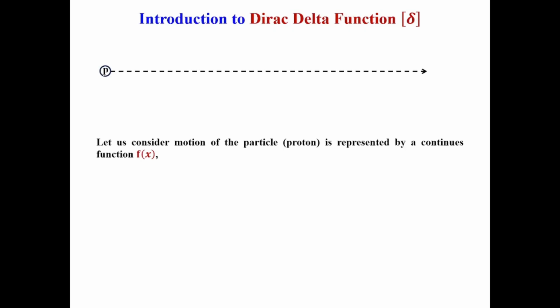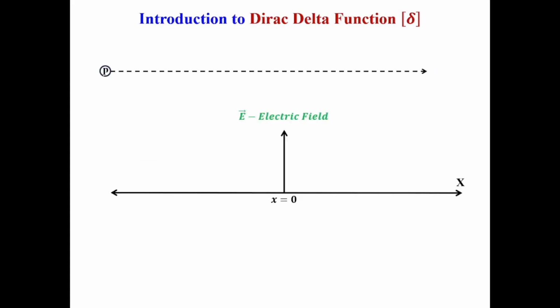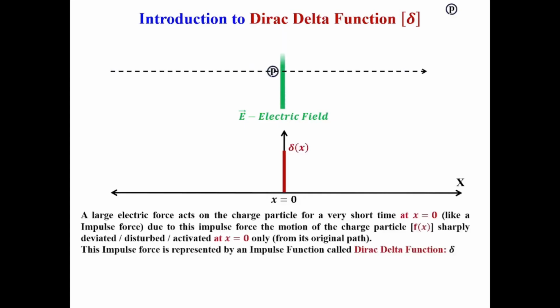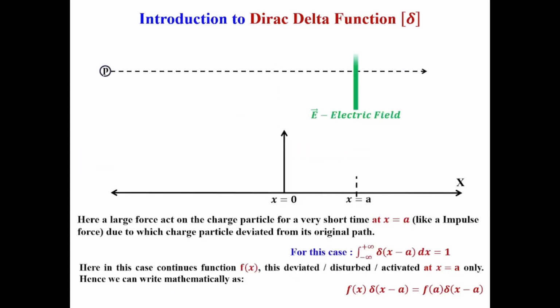These things have already been discussed: the physical significance of the Dirac delta function, that is the introduction part. Last class we considered the motion of a proton interacting with an electric field, and we discussed in detail what is going to happen. We also discussed how the Dirac delta function will be represented at different points.